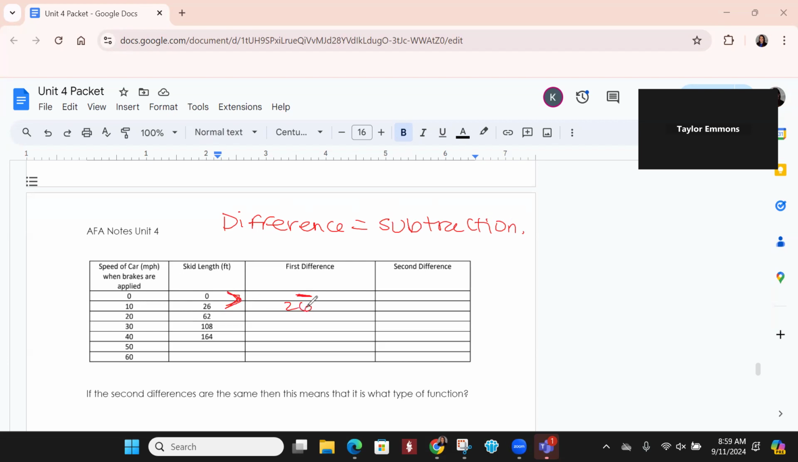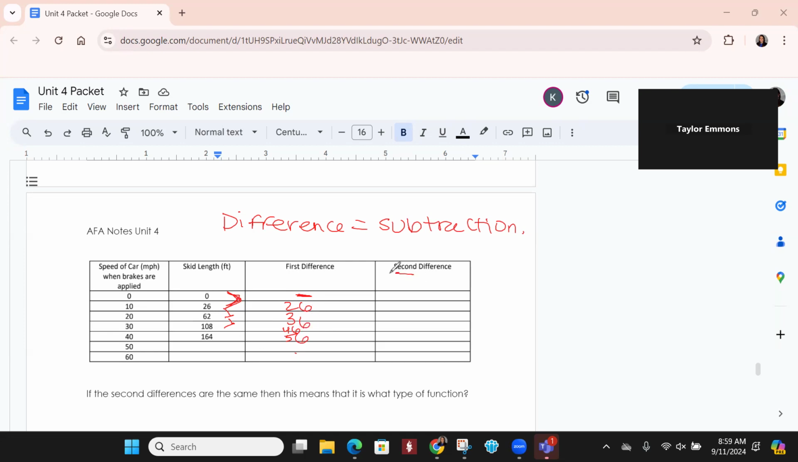What's 62 minus 26? Pull out your calculator if you don't know. 36. What is 108 minus 62? What is 164 minus 108? Do we see a pattern going on here? It's got a 6.